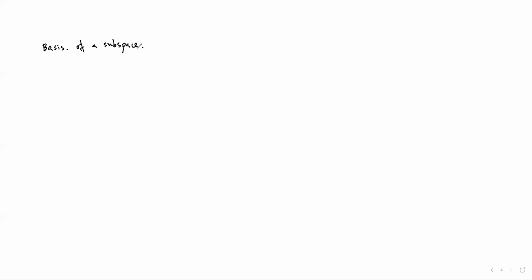Any subspace has a basis, not just one basis, but infinitely many bases. Then what is a basis? Definition. What is a basis for a subspace H? H, of course, is a subspace of Rn.